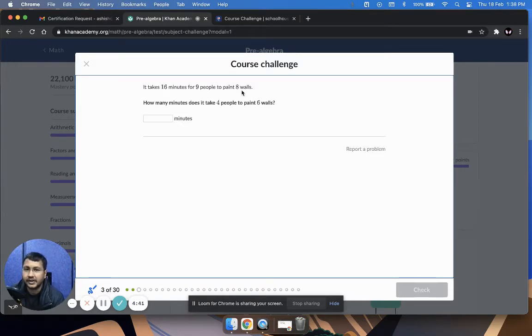How many minutes does it take 4 people to paint 6 walls? Okay, so 6 walls. We want 6 walls painted. One wall takes 18 minutes. So 18 times 6, that's the number of minutes that we are looking for.